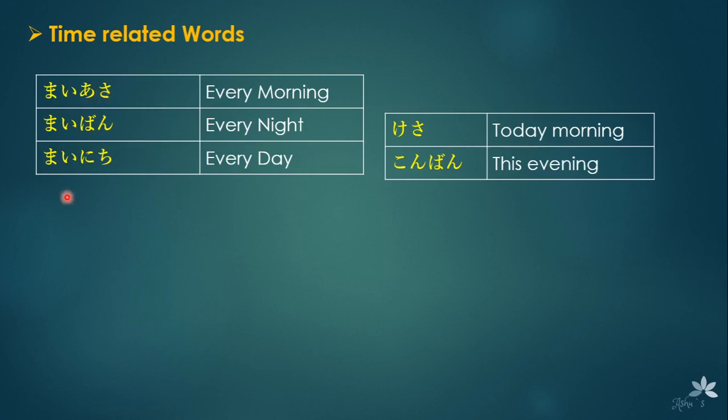Friends, let's learn a few words which are related to time. Maiasa means every morning. Mai means every, asa means morning. Similarly, maiban means every night. Mainichi means every day. Kesa means this morning. Konban means this evening.